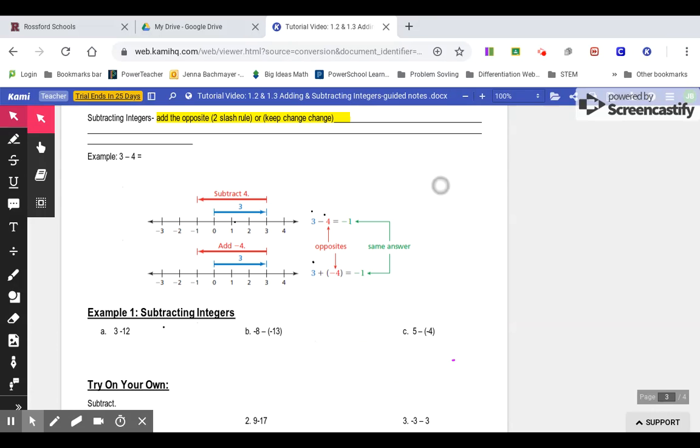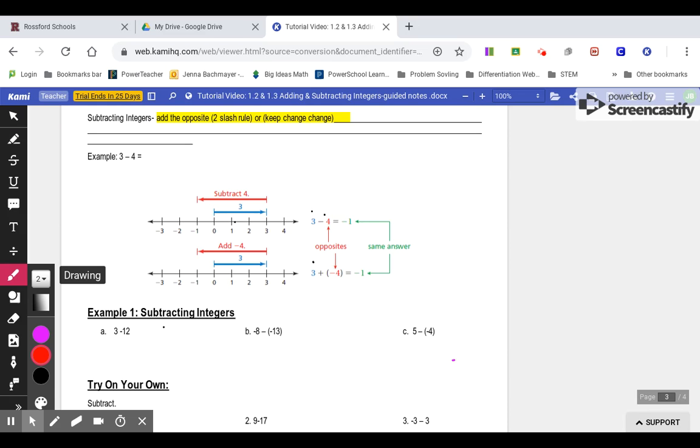So in this first example, it says 3 minus 4. They show it on the number line, but they just rewrite it two different ways. In the first example, it says 3 minus 4. If you look at the number line, it's starting at the 3, and it's taking away 4. When you start at 3 and move to the left 4 spaces, you get an answer of -1.